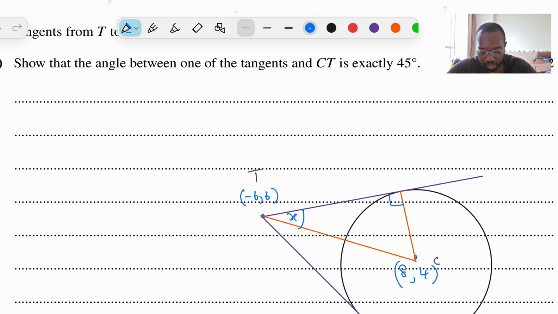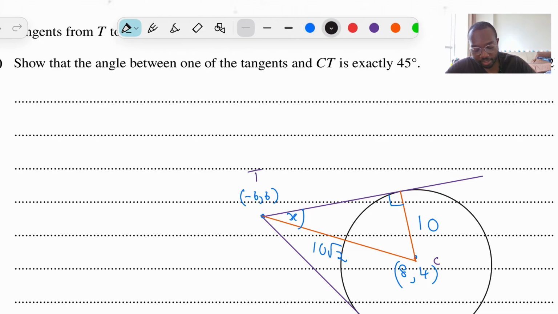Well, we actually do know a lot of information. They've given us a lot of information. For example, we know what the radius is. We know that the radius is 10, because we worked that out. And we also know what the length of CT is. In the previous question, we worked that out. That was 10 root 2.